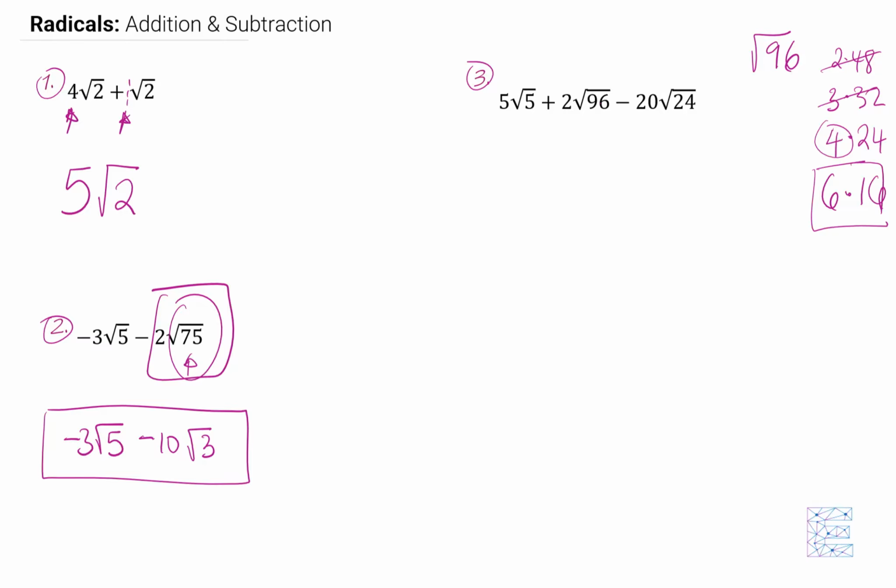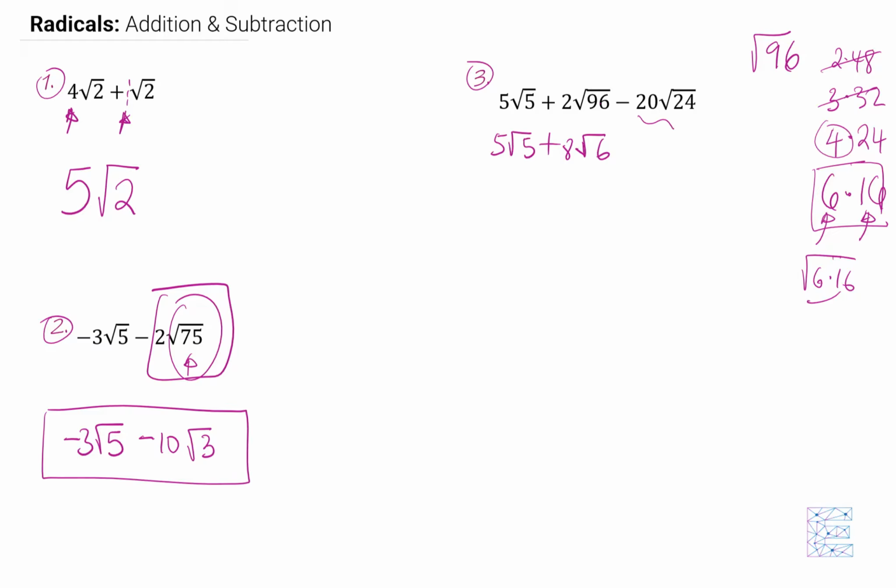Reason being, 16 is a perfect square and 6 does not have a perfect square in it. So we're going to break down the square root of 96 into 6 times 16. The square root of 16 is 4, so the 4 goes on the outside, leaving us with a root 6 on the inside. Now remember, there was a 2 on the outside that has to be multiplied to it. So we'll end up with an 8 root 6 on the outside. So 8 root 6. And we still have the 5 root 5 on the outside.